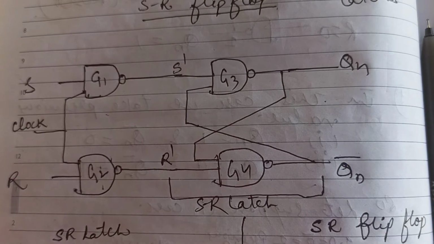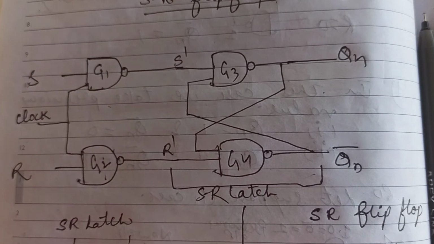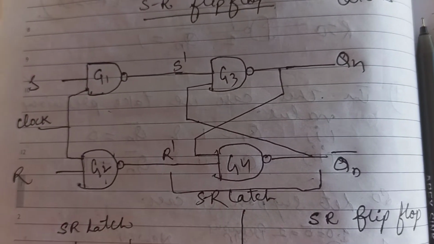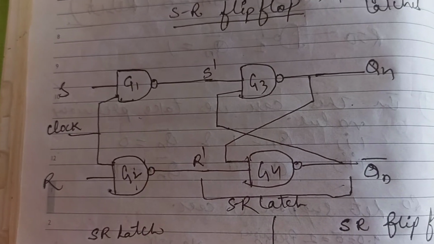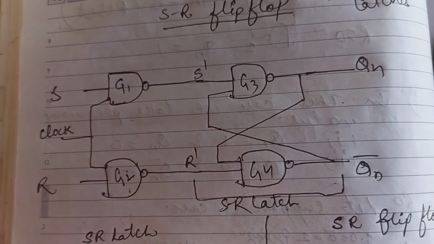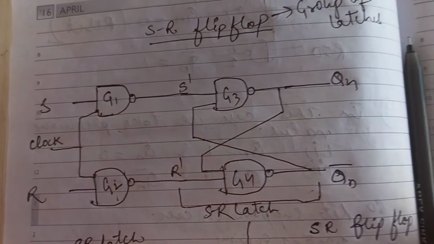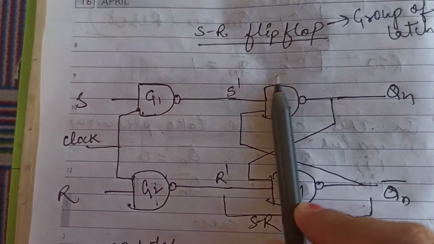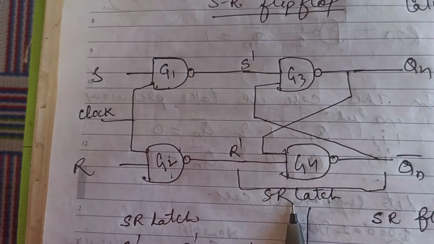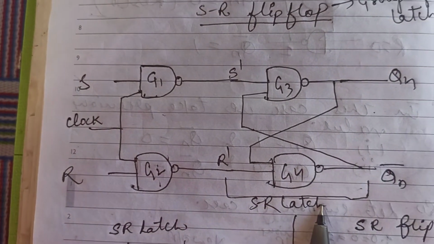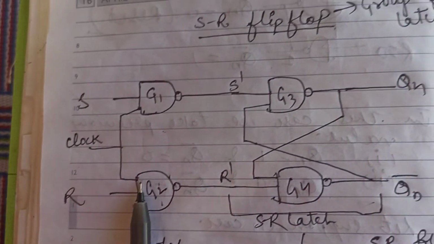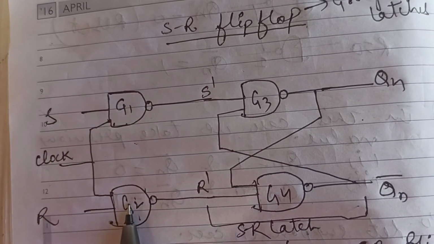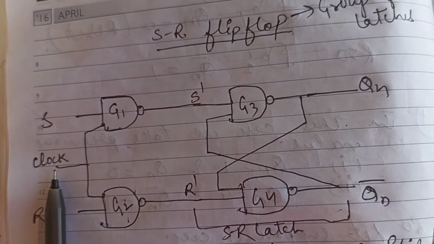Here you can see that we have made the SR latch, and before this SR latch we are using two NAND gates, one with the clock signal. This circuit looks like a complete SR latch, so we can call this circuit an SR latch, and before this circuit we are using two NAND gates with one clock input.